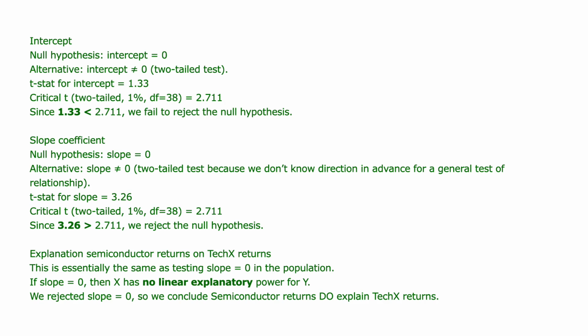The comparison for the intercept: because the calculated t-stat, 1.33, is less than the critical value, 2.711, the decision must be to fail to reject the null hypothesis that the intercept equals 0. The t-stat of 3.26 is greater than 2.711, meaning the null hypothesis for the slope, and by extension, the lack of explanatory power, is rejected.